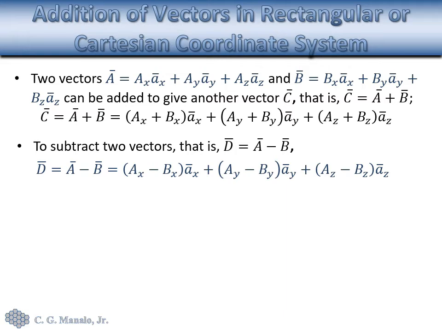Let's say we have two vectors expressed as their component vectors. To get their sum, A plus B, we simply add their components. So we add the x component, the y component, and the z components. To subtract the vectors, we simply get the difference of their components. So we get the difference of their x components, the difference of their y components, and the difference of their z components.